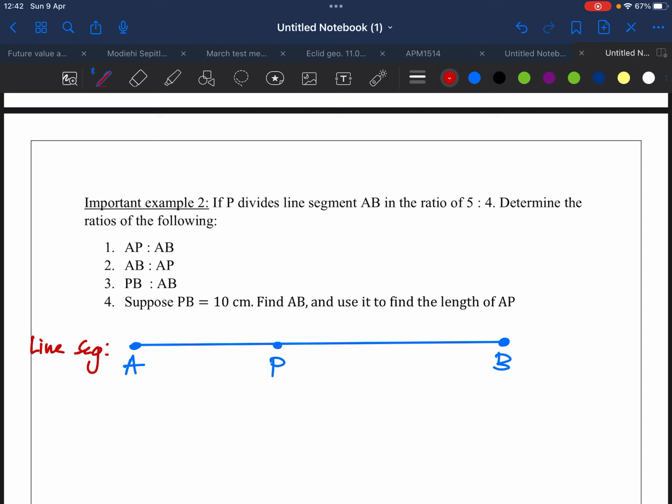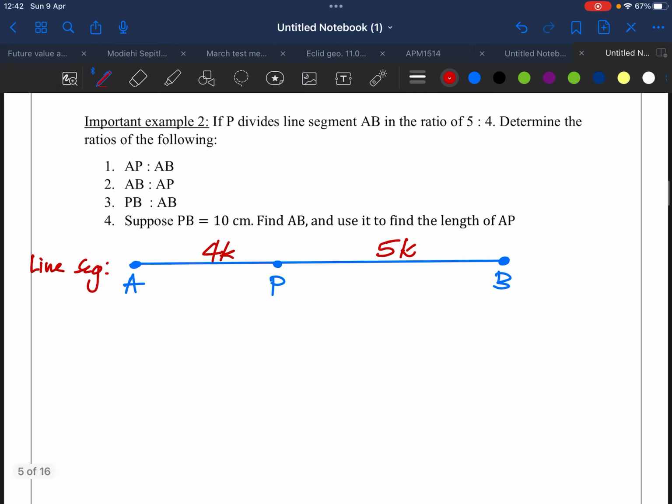So now it is clear that we will have 5K here. I will explain now why we put K. We have 4K here. Why? Because it is clear from this line that PB is longer and AP is shorter. So it will make sense for me to give PB 5K and AP 4K there.